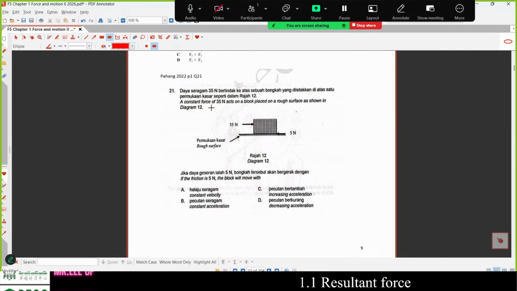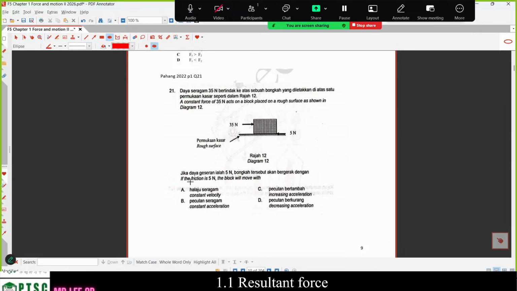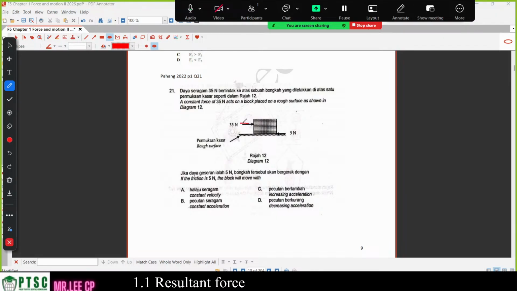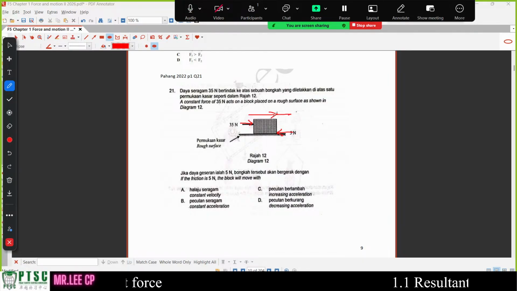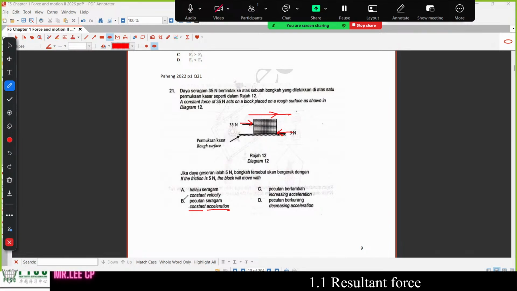Now next one. A constant force of 35 Newton acts on the block placed on the rough surface shown in diagram 12. If the friction is 5 Newton, the block will move with. Here, you push with 35. There is a 5 stopping you. So, what happened? It is going to move to here, right? With acceleration. We call it constant acceleration. It is not increasing acceleration. It is constant acceleration, because the force that pushes it is a constant force.